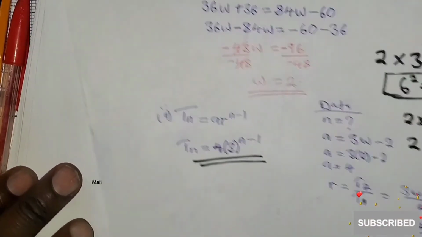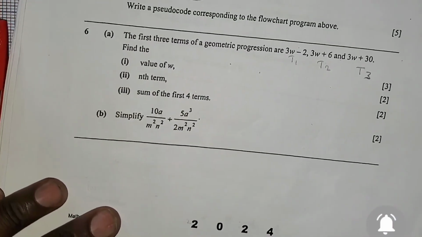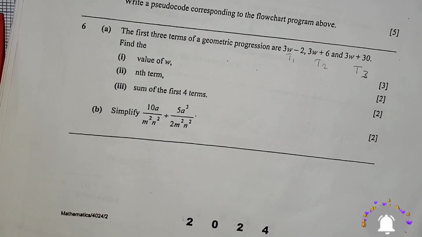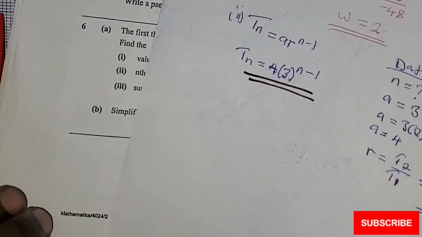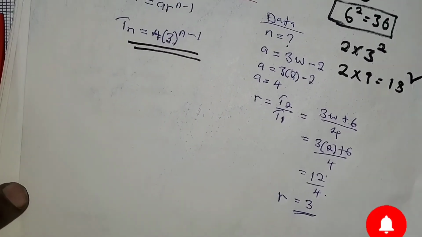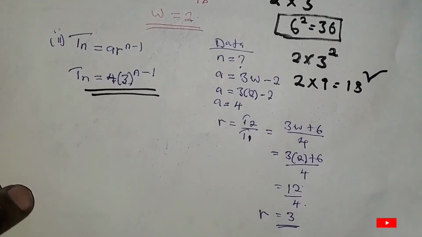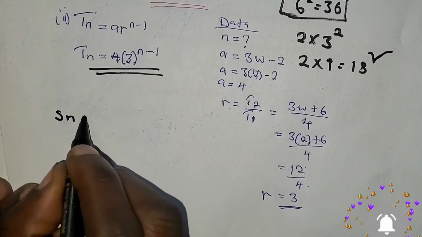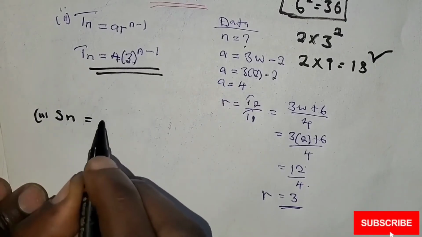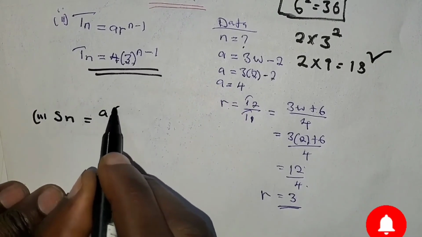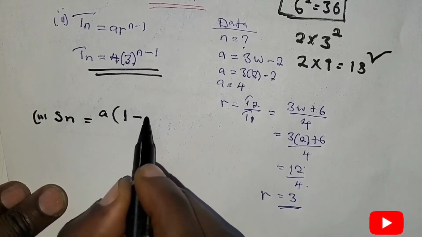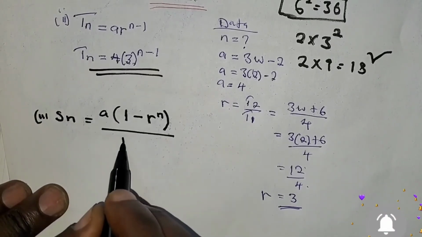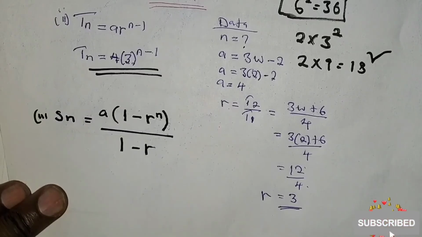Last question here. The last question we are asked to find what? Question A. We are asked to find the sum of the first 4 terms. This will be very easy because we know the common ratio, we know the first term and the nth term. So I'm going to write Sn, the formula, equals first term, open bracket, 1 minus r to the power n, divided by 1 minus r.